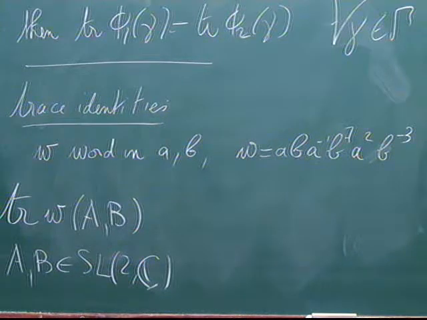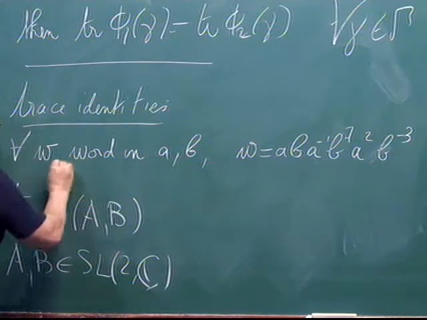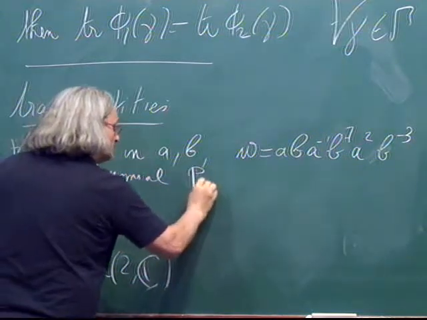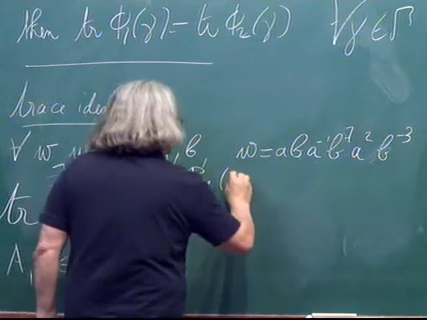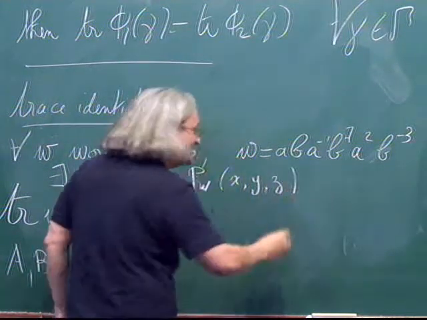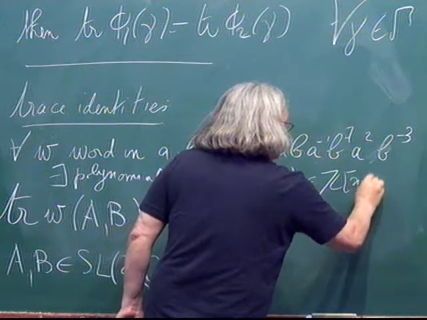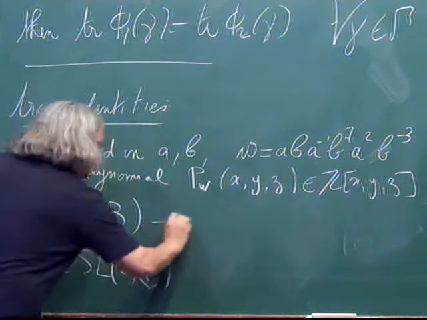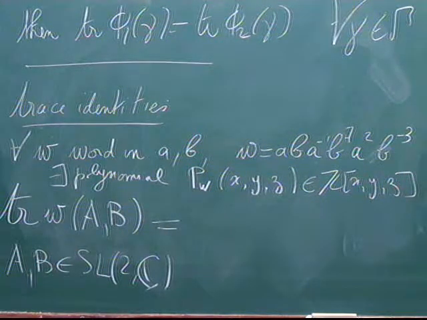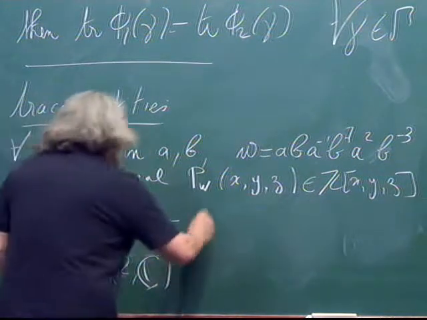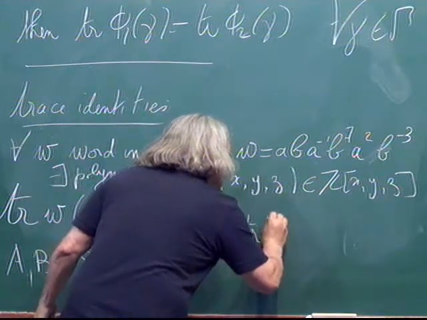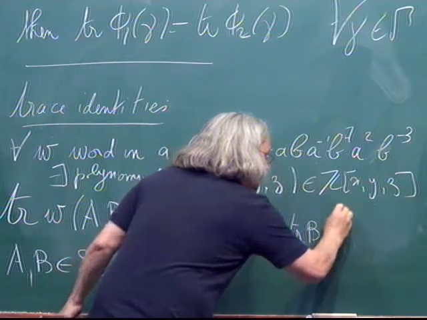Then the theorem or exercise or whatever says that for every word there exists a polynomial P_W in three variables with integer coefficients such that this trace of the word evaluated on these two by two matrices is just taking this polynomial and evaluating it on trace of A, trace of B, trace of AB.